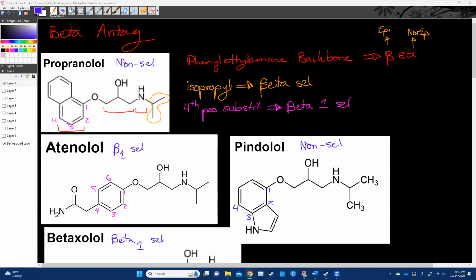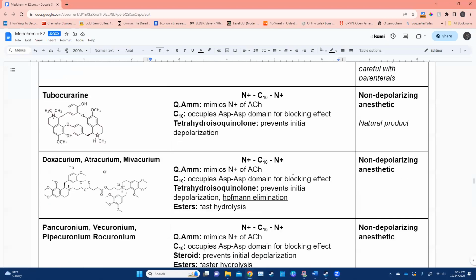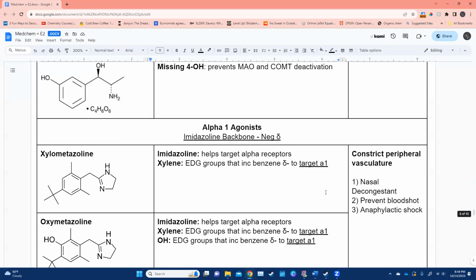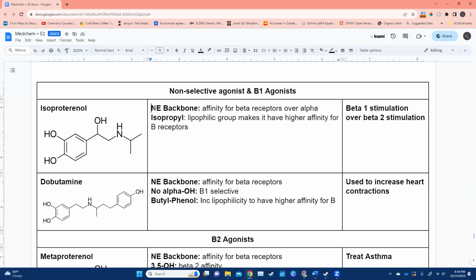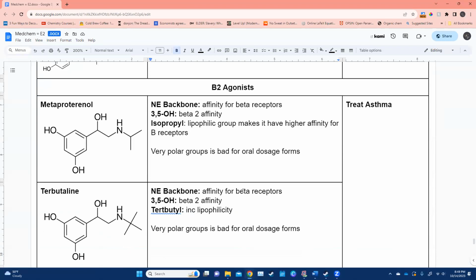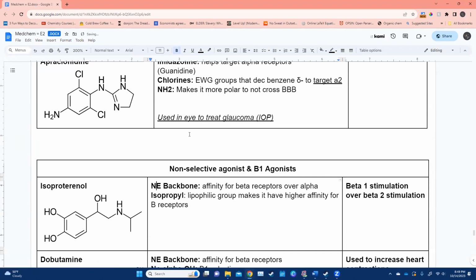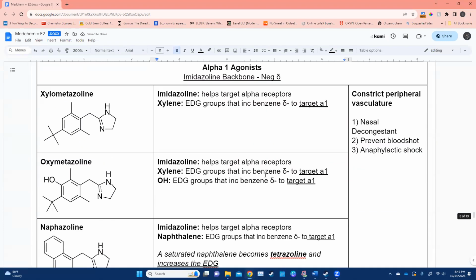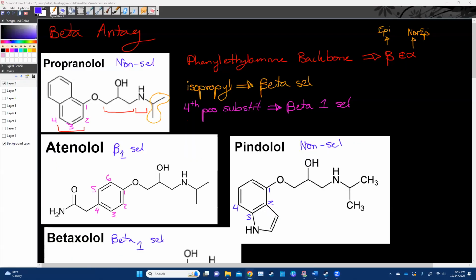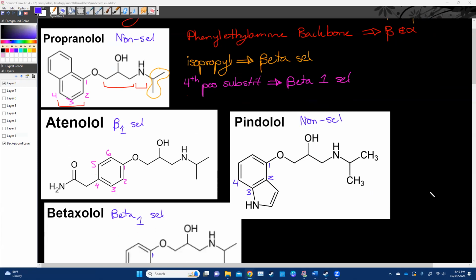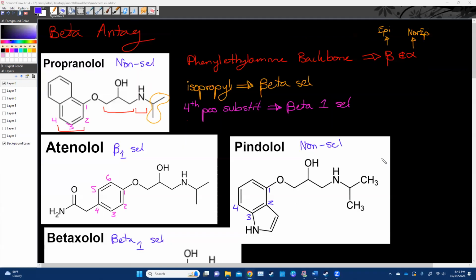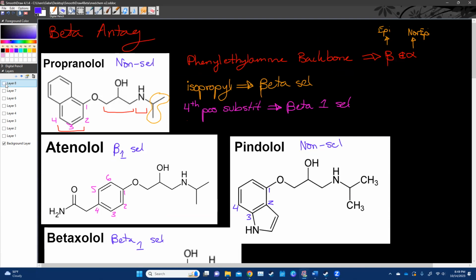Good question. In the guide for the beta drugs, I put norepi backbone, but it should be epi backbone. So I'll make a comment on the classroom. We'll do that. Any questions about what we went over today or anything like that?